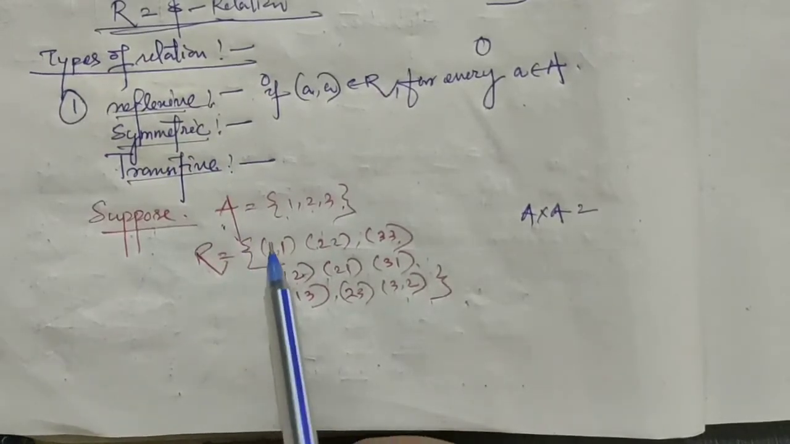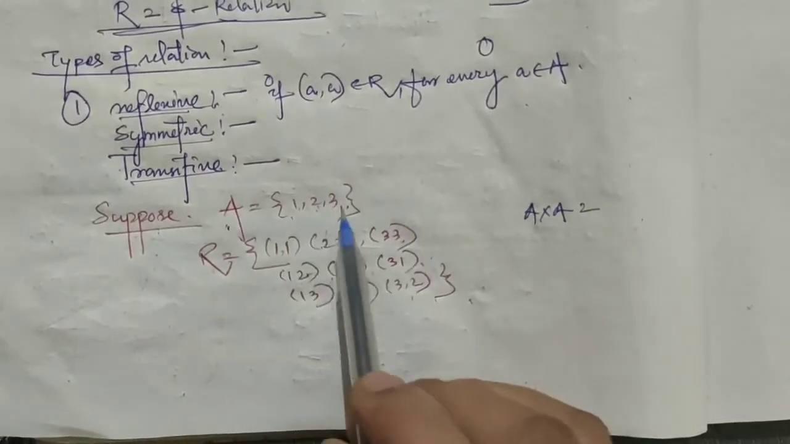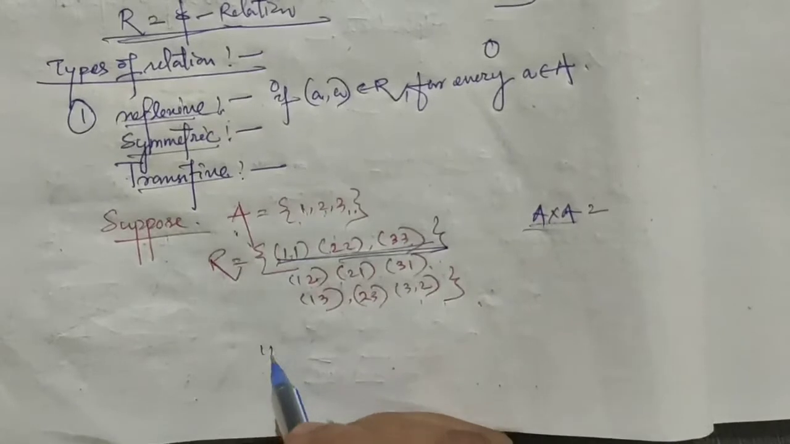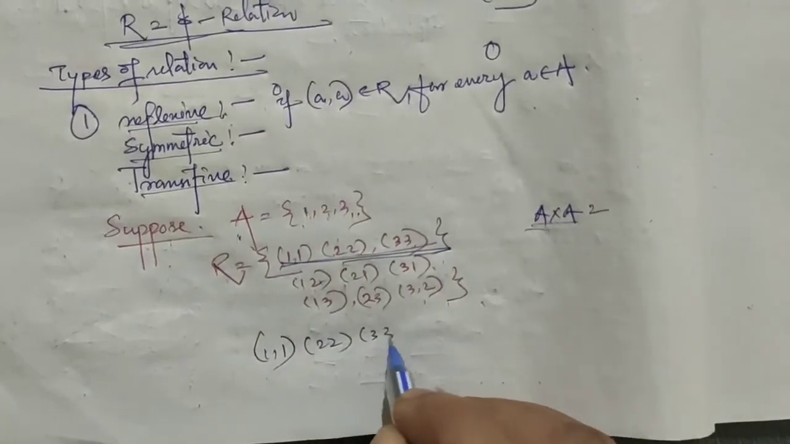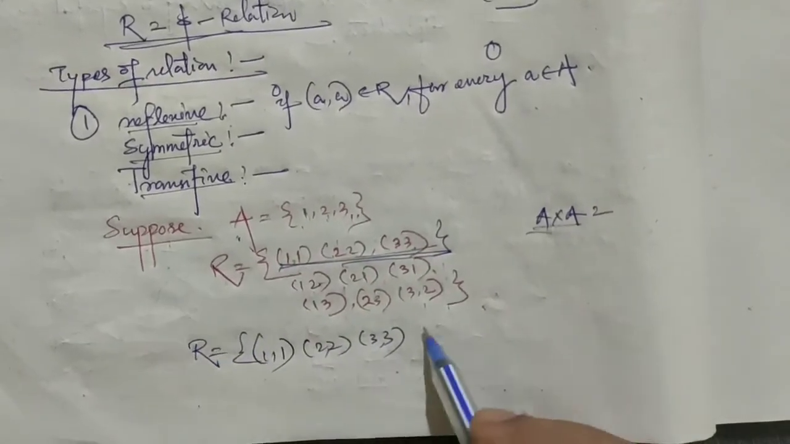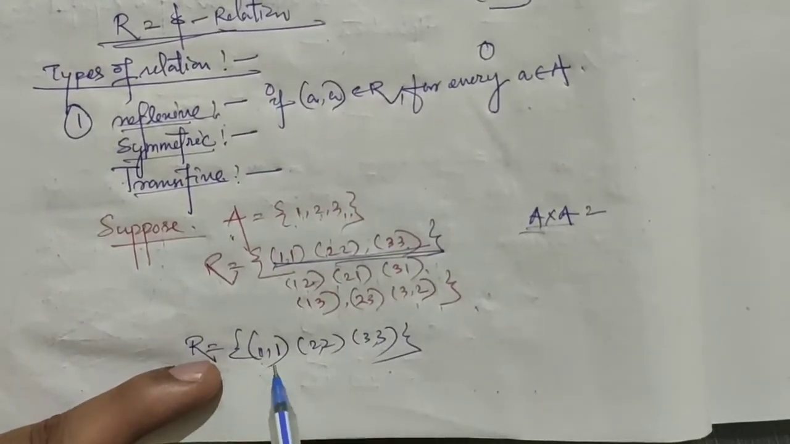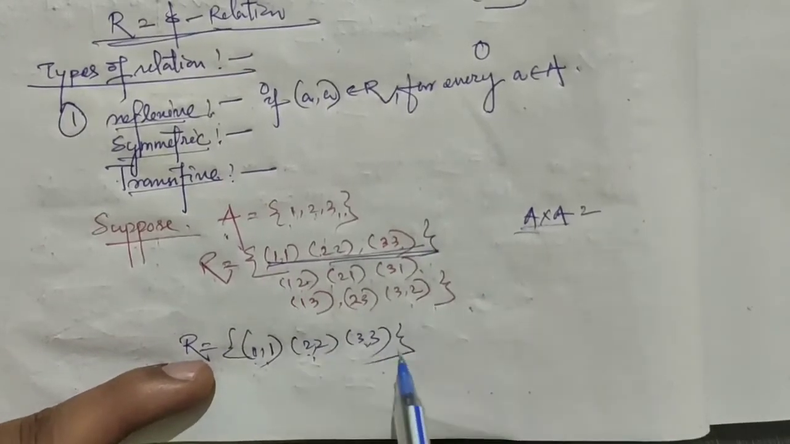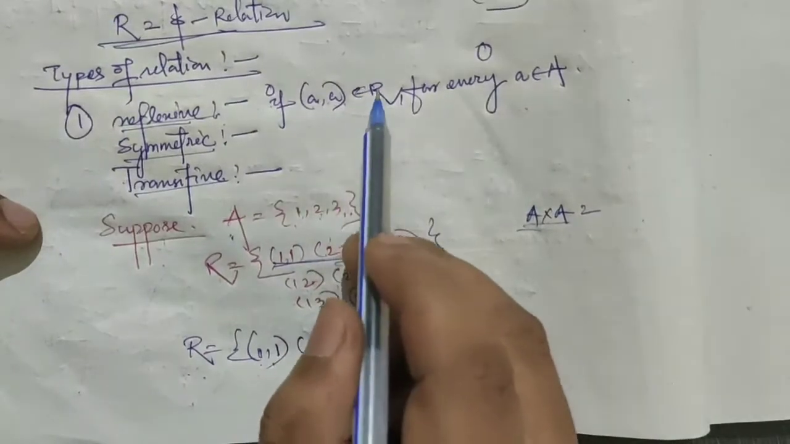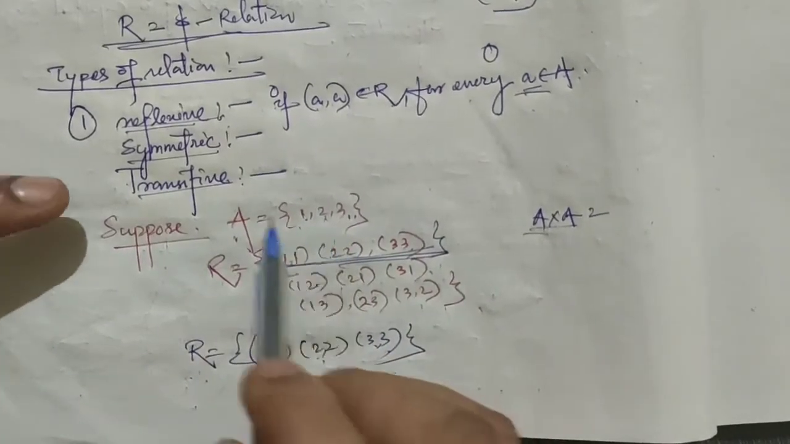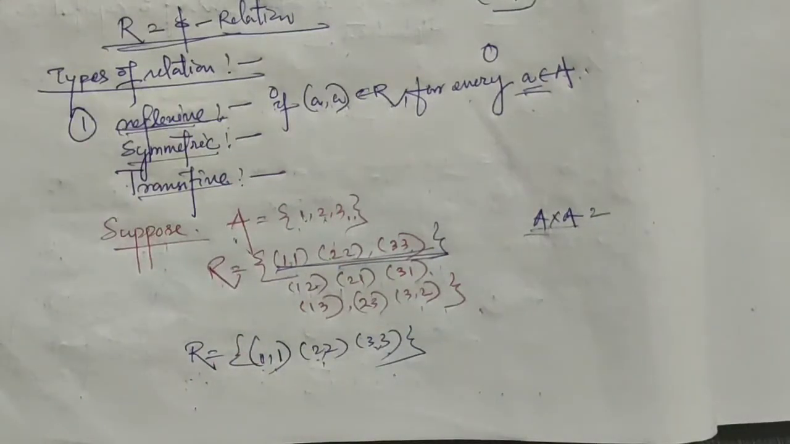If in this relationship, up to this much is given, 1, 1, 2, 2, and 3, 3, suppose this is given like this, then check what kind of relation this is. It means 1 is related with itself, and 2 is related with itself, and 3 is related with itself. It means if (a, a) belongs to R for every a belongs to A, so 1, 2, 3 must be related with themselves, then only we can say that this kind of relation is called a reflexive relationship. Okay, it means you are related with yourself, and your mother is related with herself, and your father is related with himself.